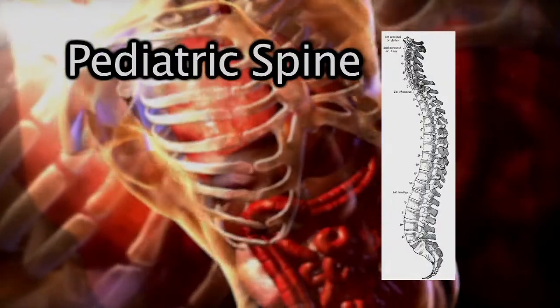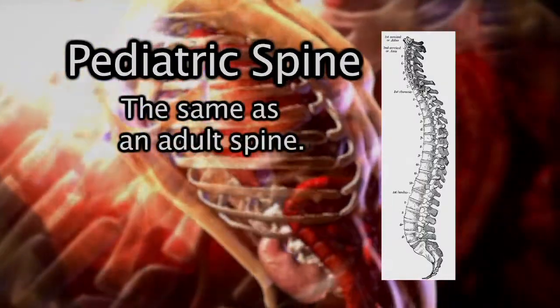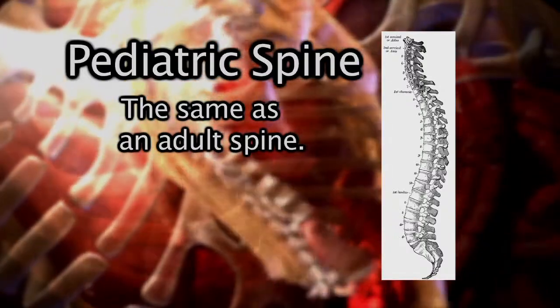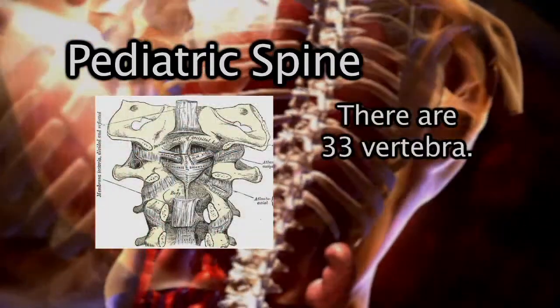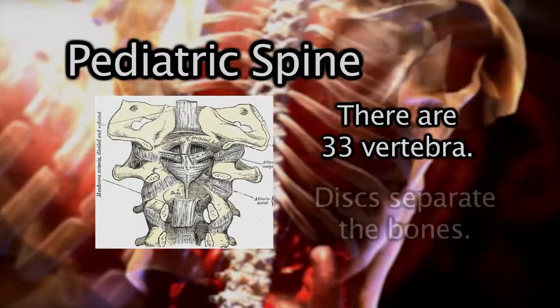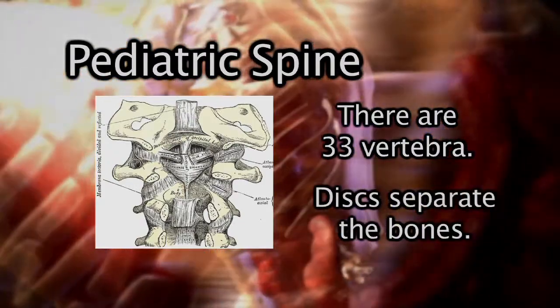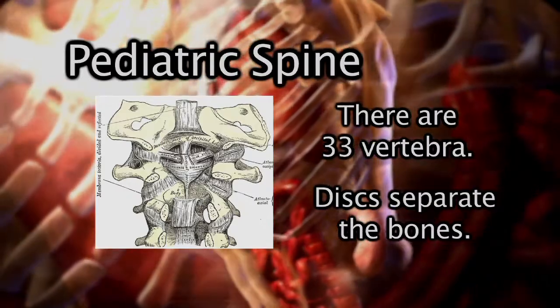Well, before we talk about the problems that can arise with backpacks, let's talk about the pediatric or adolescent spine. Essentially, your child's spine looks just like yours, except on a smaller scale. And of course, it's still developing. The spine has 33 vertebrae or bones, and in between each of those vertebrae, you have discs or shock absorbers. Think of them as like little jelly donuts in between all of the bones.